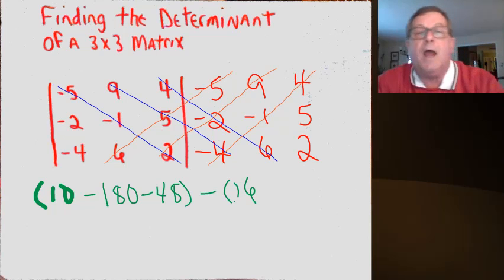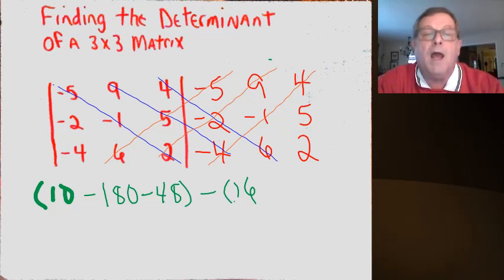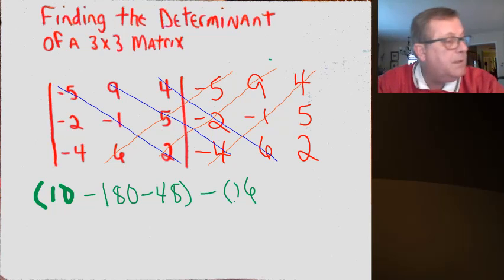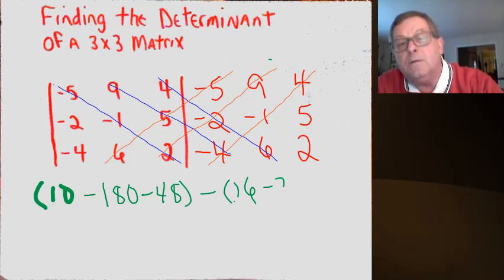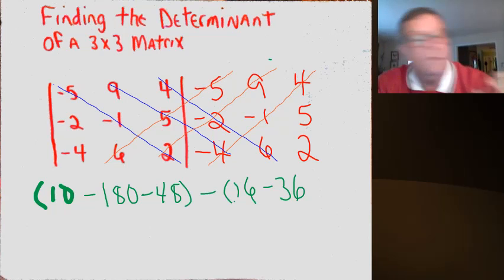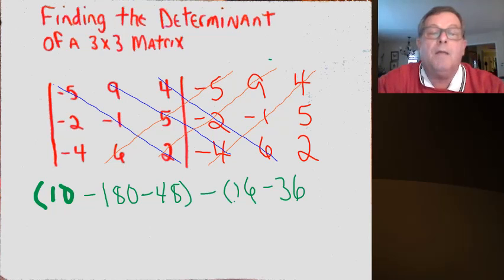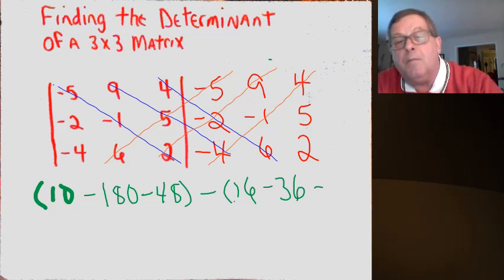Going to the second diagonal right here. So I got 9 times minus 2. Well, that's minus 18 times 2. That's going to give me minus 36. And the last diagonal, I got minus 5 times 5. Well, that's minus 25 times 6, which is going to be minus 150.